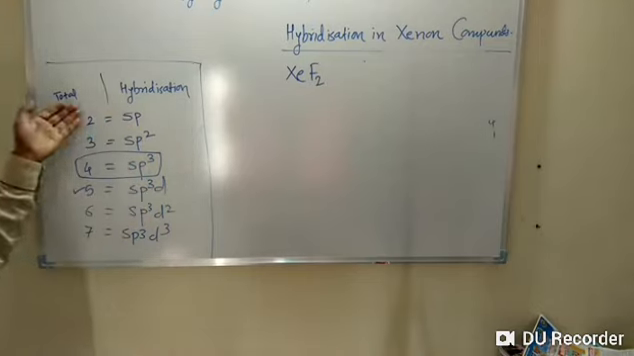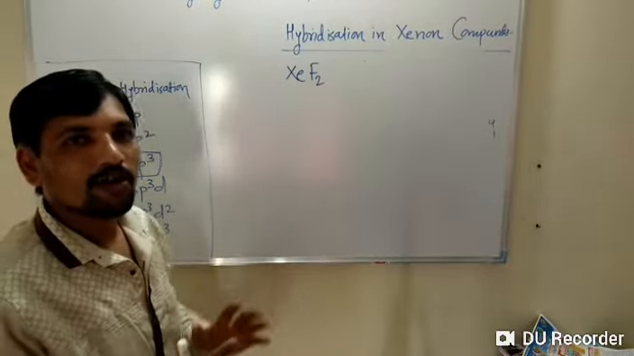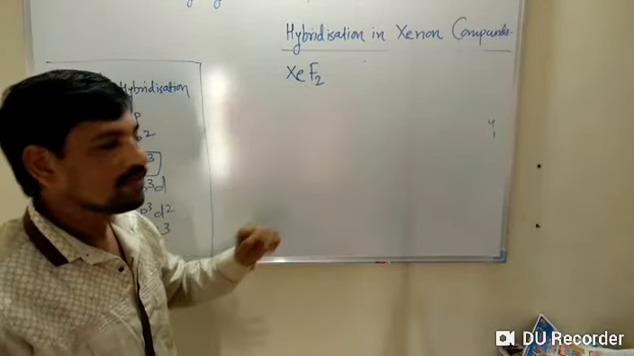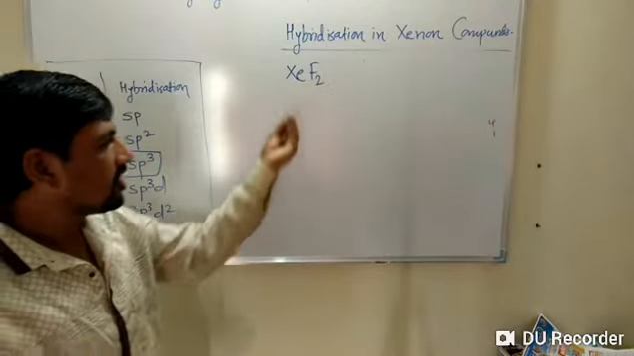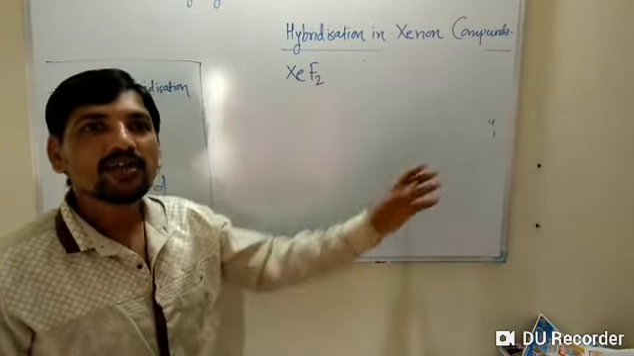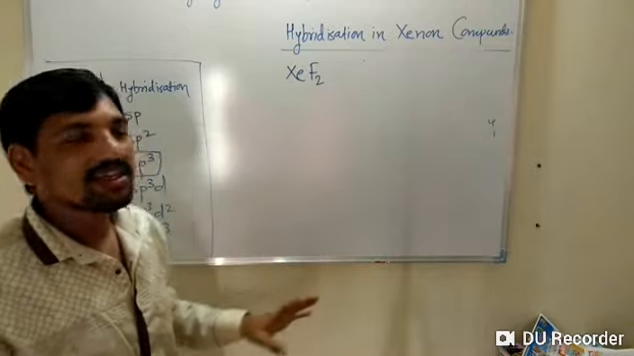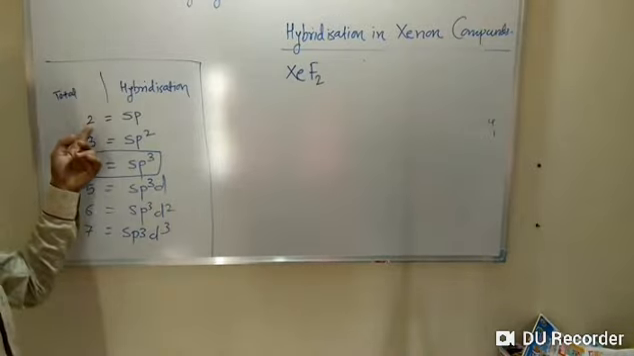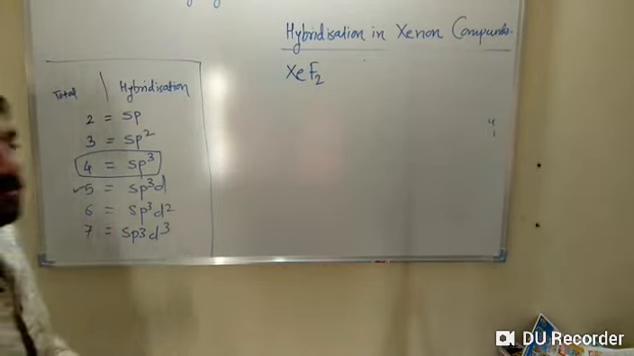So how will you count this number? It is easily counted by adding the valence electrons of the central atom and the valency of the surrounding atoms, which gives you one number. After dividing this number by 2, you get the corresponding number. If you get 2, then the hybridization is sp. If you get 3, then the hybridization is sp2.